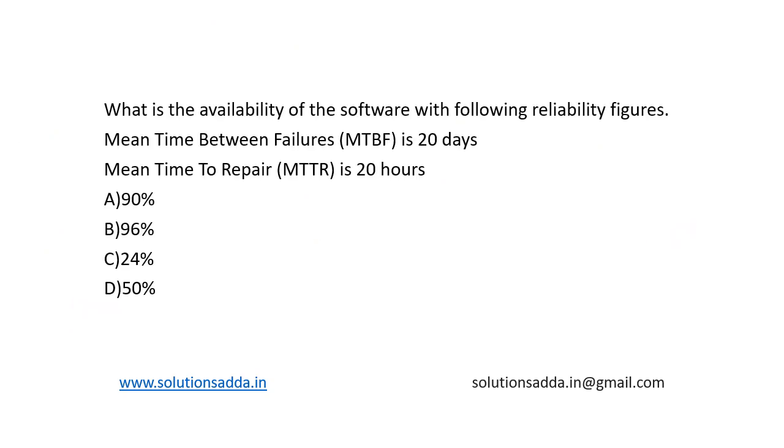This is a previous year ISRO question. What is the availability of the software with the following reliability figures? Mean time between failures is 20 days and mean time to repair is 20 hours. And the options are 90%, 96%, 24% and 50%. First of all, what is mean time between failures? It is the average time between failures. Mean time to repair is the downtime between two successive repairs. And the formula for availability is as follows.